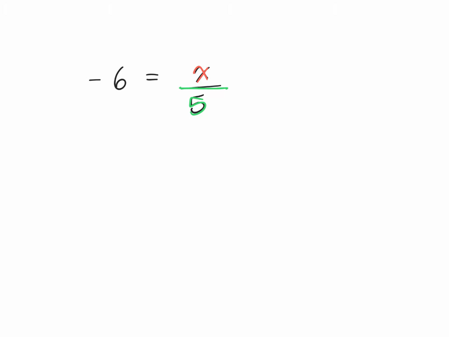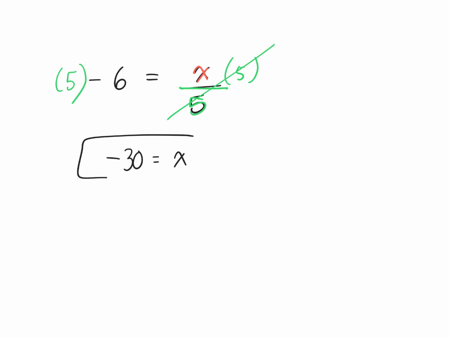We have x divided by 5. What do I want to do to get rid of the divided by 5? Multiply by 5. So what do I have to do on the left side? Multiply by 5. That's it. Very simple. What's 5 times negative 6? Not 30. Negative 30 equals x.